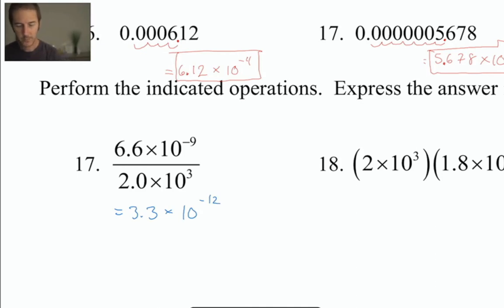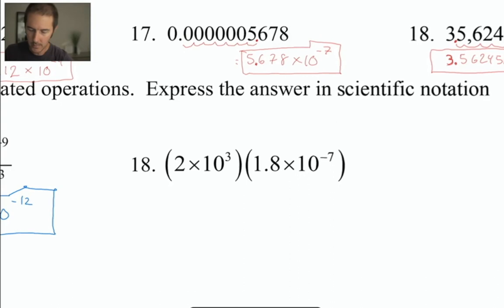Is that our final answer? In scientific notation, it is. What if I wanted to write this number using standard notation? I'd have to move my decimal point 12 places to the left. So I would need 11 zeros to the left of this thing to accommodate movement of my decimal 12 places to the left. But let's leave it in scientific notation and check out number 18.